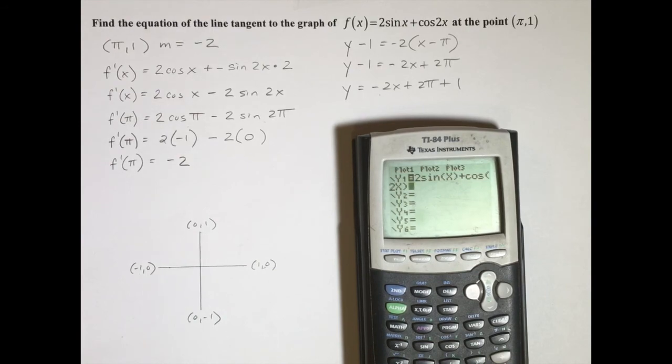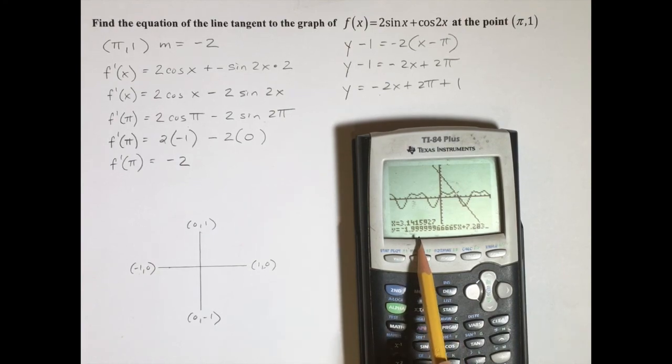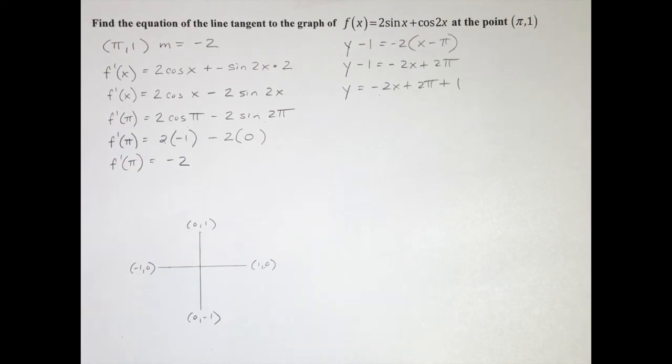Let's see what the graph of 2 sine x plus cosine 2x looks like. And let's draw a line tangent at the x value of pi. Looks like my slope is negative 1.9999999, or negative 2, and my y-intercept is 7.28, which is of course 2 pi plus 1. All right, hope you had fun learning the chain rule.